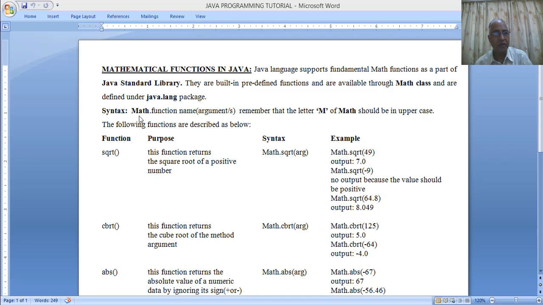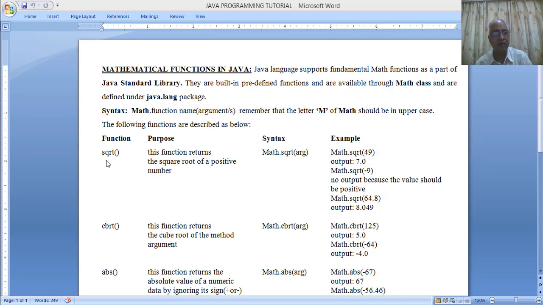So for a math function, you write Math, where M is a capital letter, then the name of the function, then the arguments, which are the variables or the values you have to give for calculating the function. Remember that the letter M of Math should be in uppercase. The following functions are described below: function, purpose, syntax and example.